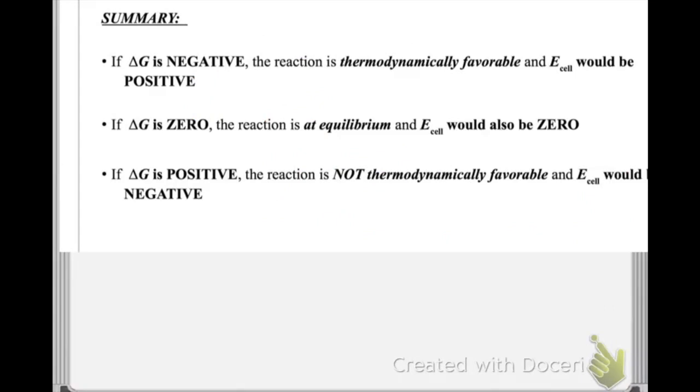Alright, so it's time to summarize. If delta G is negative, the reaction is thermodynamically favored. If delta G is equal to 0, I am at equilibrium, and my E cell would also be 0, right, if I'm looking at electrochem. If delta G is positive, it is not thermodynamically favored, and my E cell ends up being negative. Okay.